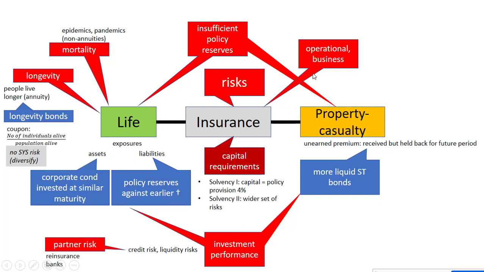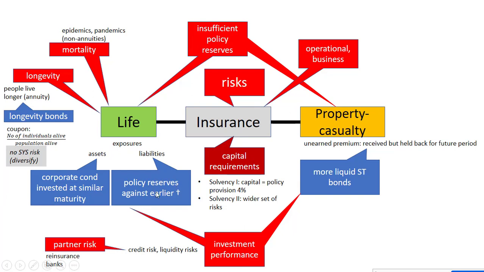Also we can see that there can be operational business risk, and also we have to think about investment performance, which is a bit related to the previous point here, because on one hand, on the asset side, we have some corporate bond or some government bond or sometimes money market fund, so some short-term or at least liquid investments. And in the case of liabilities, we have policy reserves against the earlier dying time or death time of the policyholder.